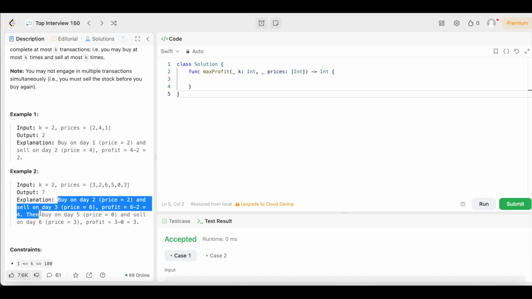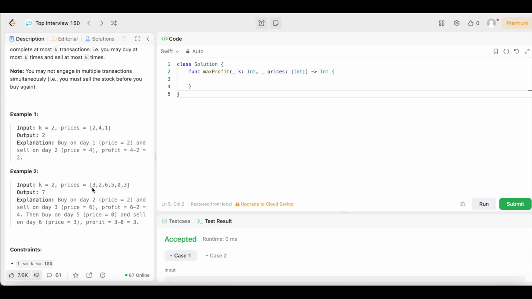Then we still have another transaction. That's just one transaction for the buy and sell. Then we can buy on day 5 at a price of 0 and sell on day 6 for a price of 3, and that has a profit of 3 minus 0, which equals 3. Then we take this 4 and add it to this 3 to add up all of the profits we made, and that gives us 7, right?